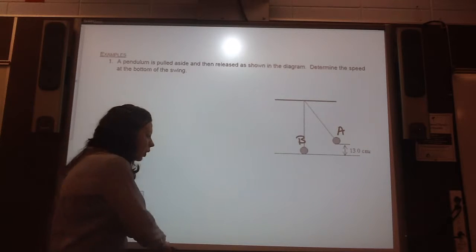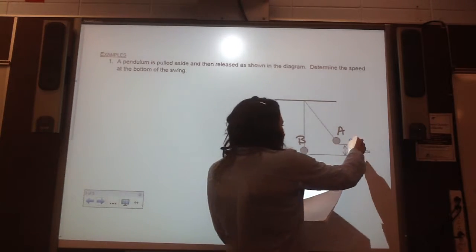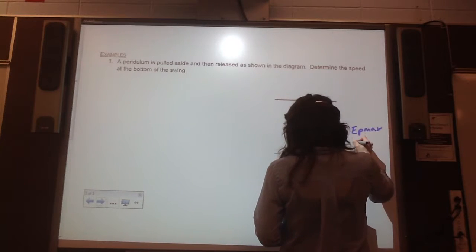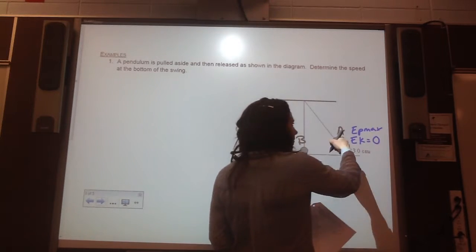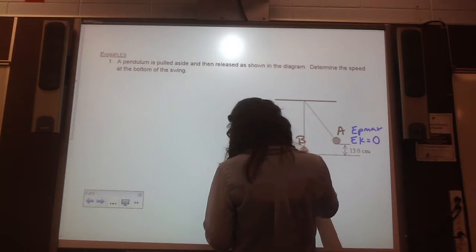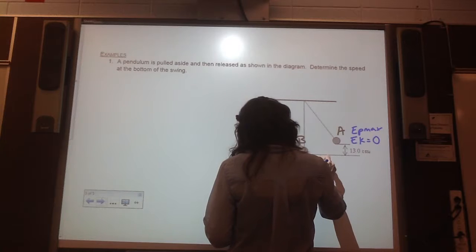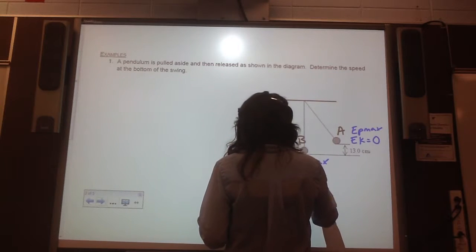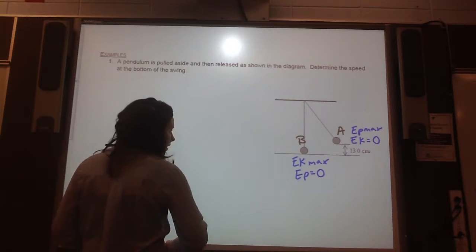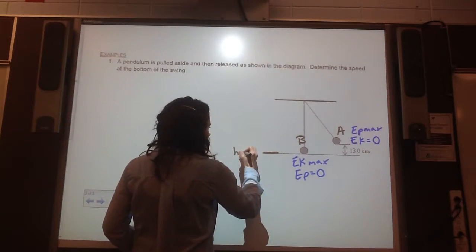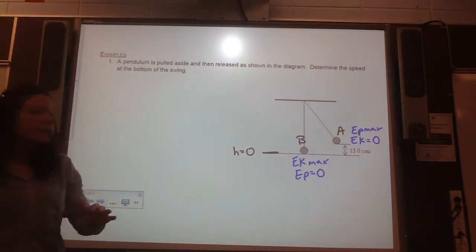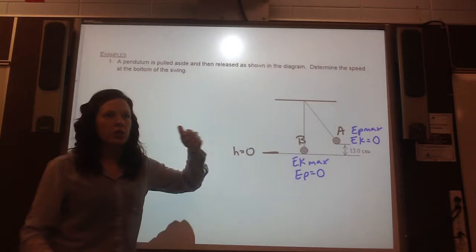Now let's also put what we know about these points. When this is swinging, EP is max and EK is equal to 0 at that point when a pendulum is swinging out. Okay? And then here at point B, this is our EK max and our EP is equal to 0, because we're saying that this height is h of 0. Regardless if this pendulum is on a desk or anything, we need that reference point to start off with.